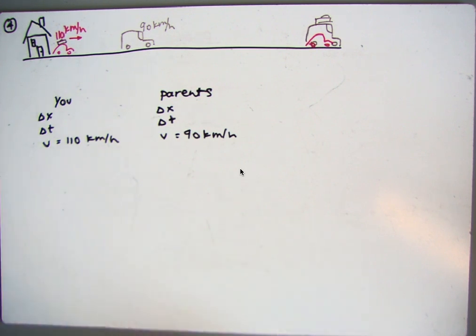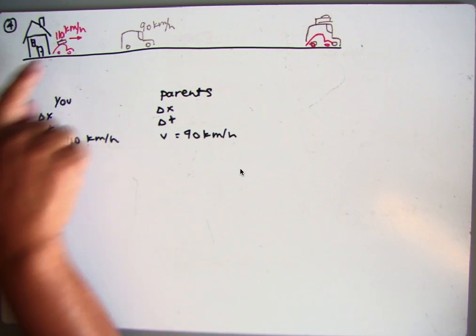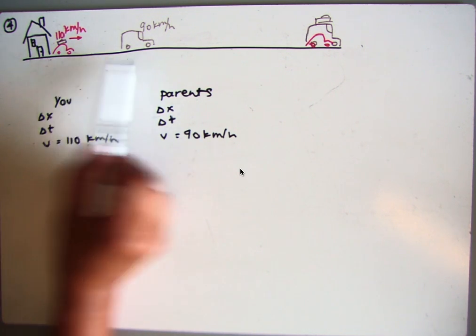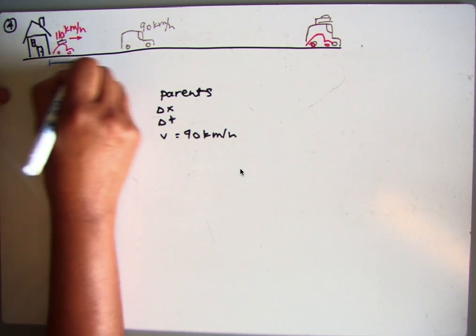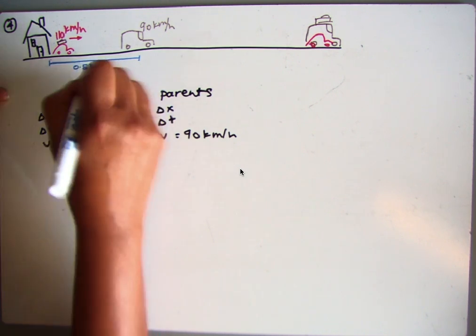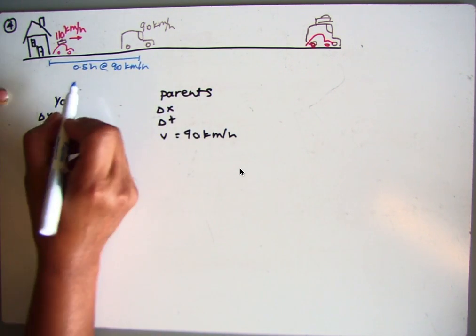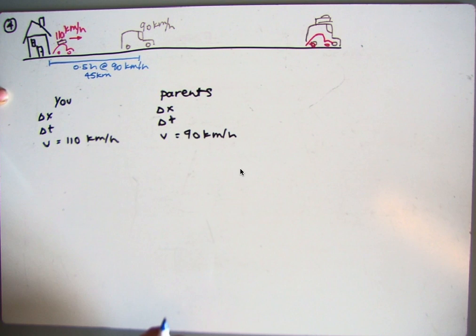One of the things you have to consider is when you start the clock. The way I've drawn it here, if I start the clock the instant you leave your house, your parents have already been driving for half an hour at 90 kilometers an hour, so they've already traversed a certain amount of distance. That would make it 45 kilometers. So they've traveled 45 kilometers in the time that you were noticing that their suitcase was missing.